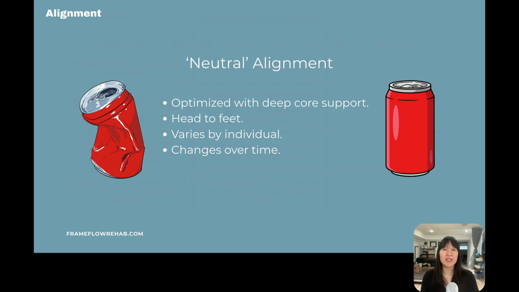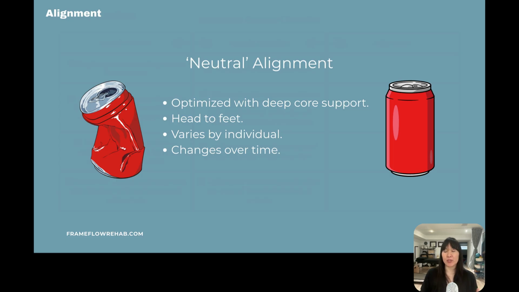All right, so neutral alignment, a few things to keep in mind. Neutral alignment is supported or optimized when we have adequate deep core engagement or deep core support, right? When we're all relaxed and slouchy, then of course our alignment is going to be terrible. But if we take a nice big inhale into our bellies and then exhale, that can help really zipper up and bring our pelvis and sometimes our lumbar spines into a more neutral position, right? So again, deep core support is really crucial here.